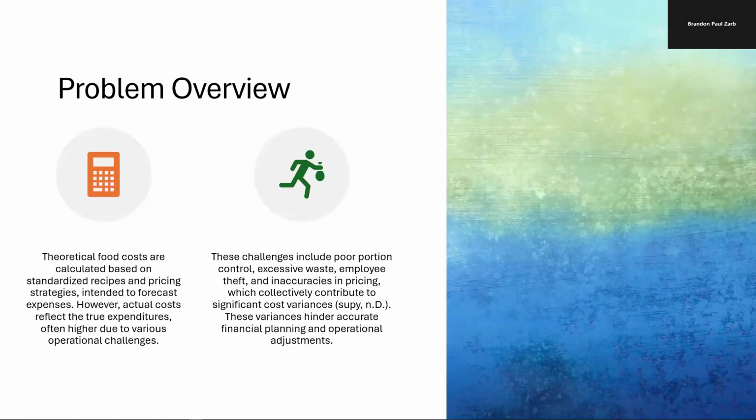Problem overview. So as I was saying on the previous slide, theoretical food costs are calculated based on standardized recipes and pricing strategies intended to forecast expenses. However, actual costs reflect the true expenditures, often higher due to various operational challenges. And I'll give you an example on this.